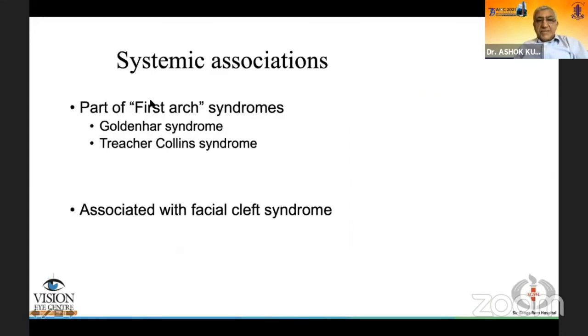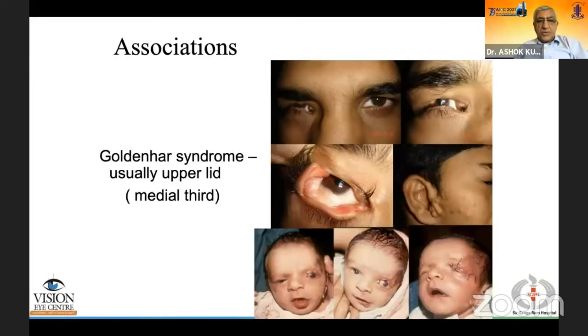The systemic associations are that it may be a part of a first arch syndrome, a first branchial arch development anomaly, and Goldenhar syndrome and Treacher-Collins syndrome constitute this group. Associations with facial clefts of various types are also common, most commonly 3, 10 and 4, 11. Goldenhar syndrome was the commonest association that we had been seeing.